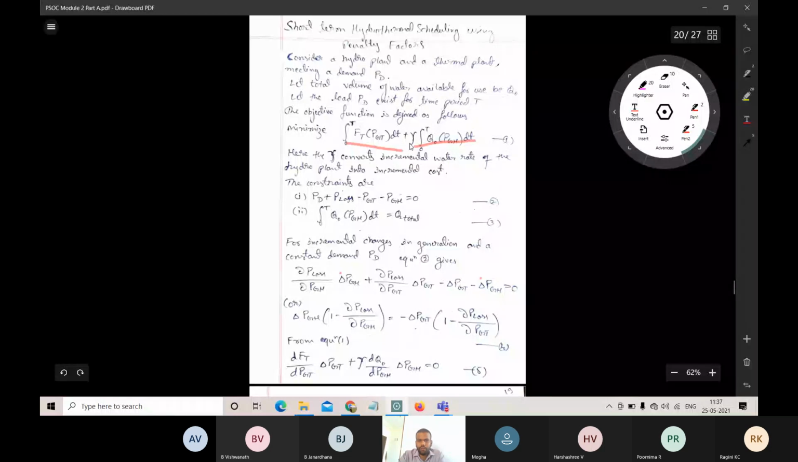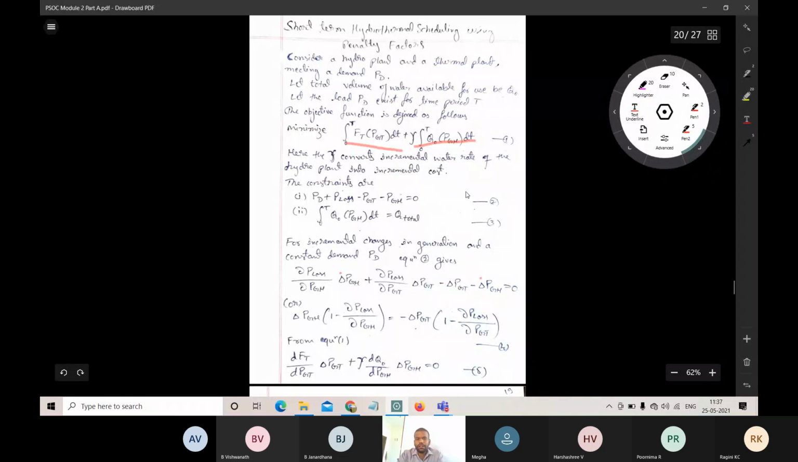Here nu converts the incremental water rate of the hydro power plant. So using the incremental cost, we can convert the total amount of water discharging through the reservoir into the total amount of power generated using the same amount of water discharged. That will be given by the two constraints.